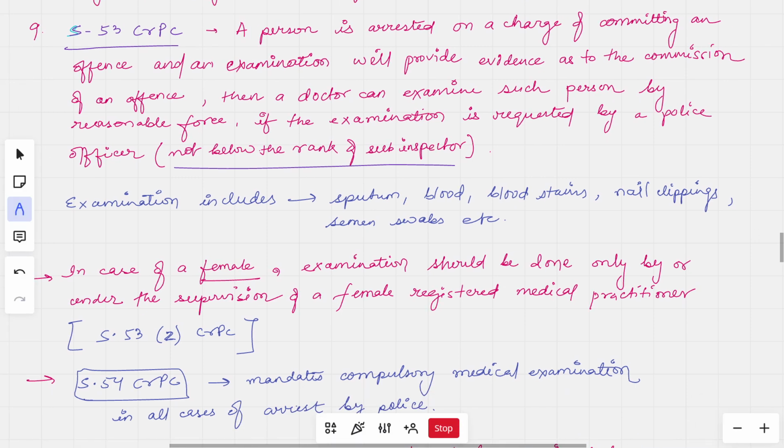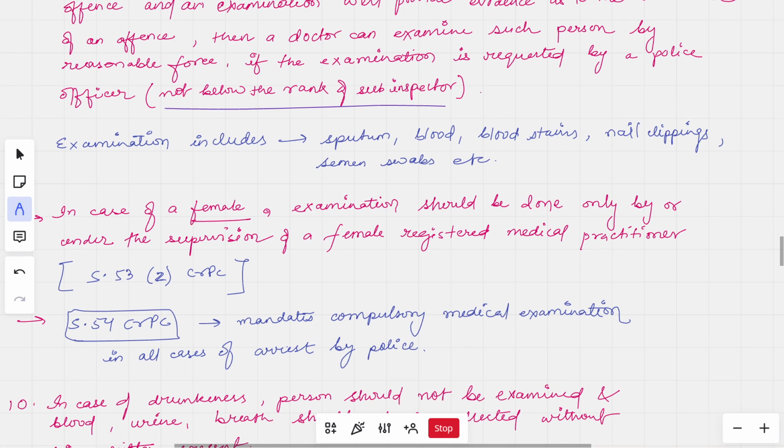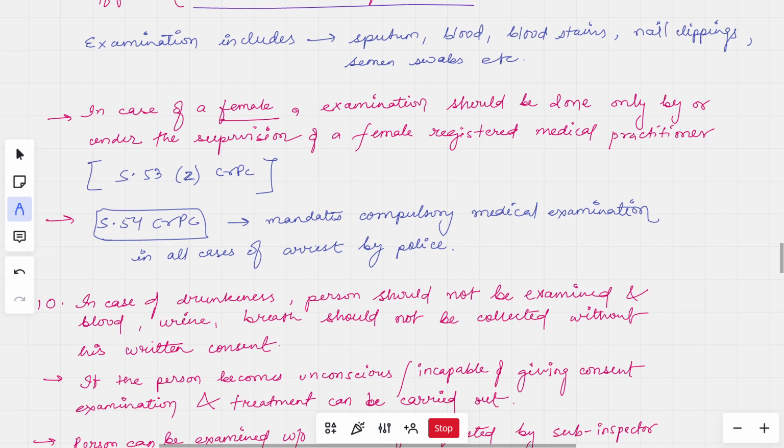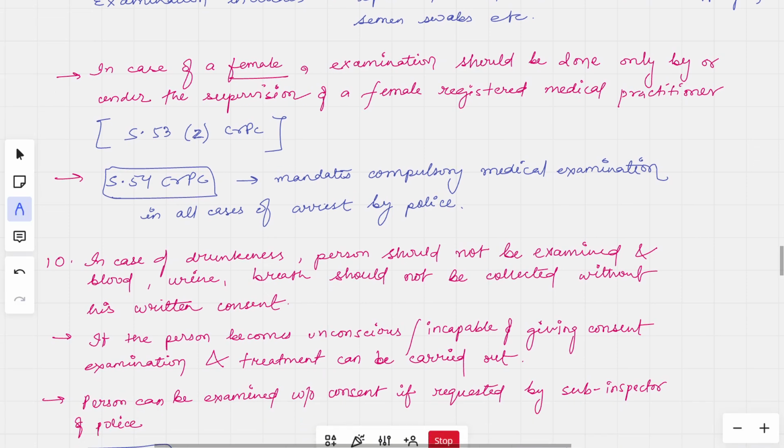Examination includes collection of nail clippings, blood stain, blood, sputum, semen swabs, etc. In case of a female, the examination should be done only under the supervision of a female registered medical practitioner under section 53 CrPC. And section 54 CrPC mandates compulsory medical examination in all cases of arrest by police.